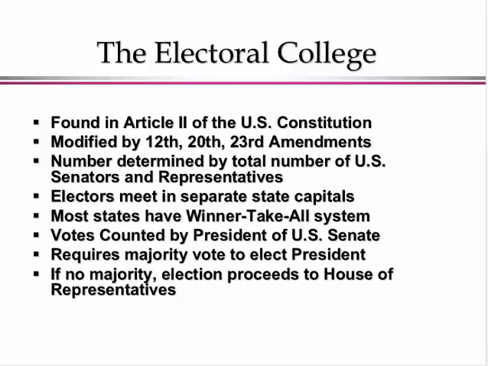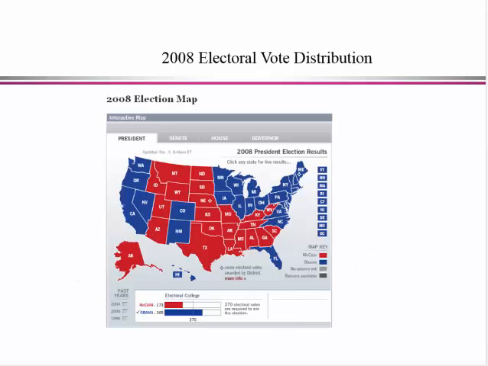Now, the Electoral College is indirectly found in Article 2 of the Constitution and has been modified by the 12th, 20th, and 23rd Amendments. The number of electors allocated to a state is determined by the number of representatives and senators, which tends to overrepresent the small states. The electors meet in their separate state capitals. They cast their votes. It's mostly a winner-take-all state, but there are two states that have divided setup. The votes are counted by the President of the Senate, who's the Vice President of the United States, and it requires a majority vote. If there is no majority, then the House of Representatives will choose.